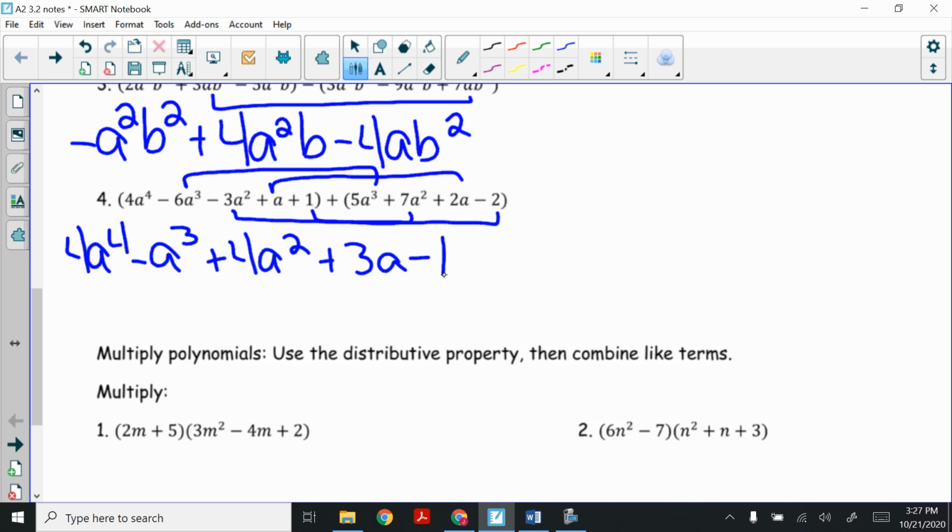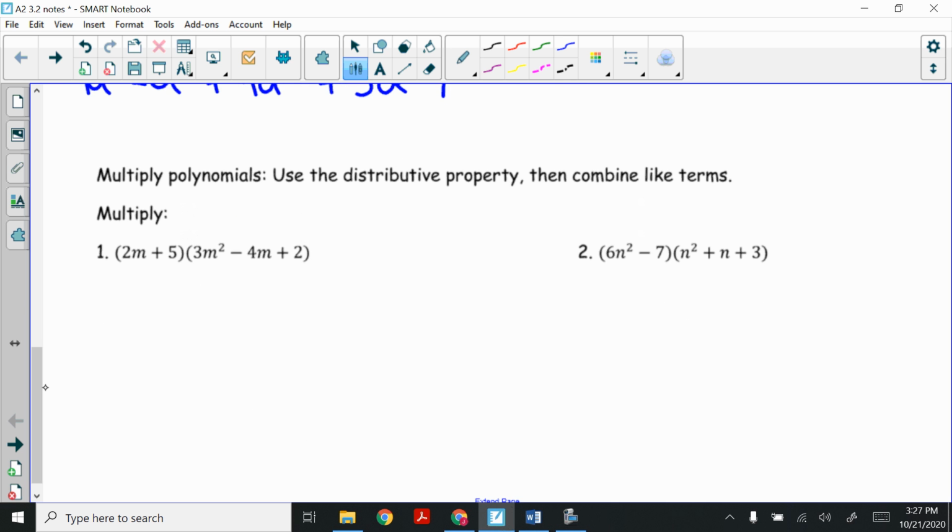Next, we're going to look at multiplying polynomials. To multiply polynomials, we use the distributive property. Then we combine like terms. Okay? So number 1, 2m plus 5 times 3m squared minus 4m plus 2. So distribute. I distribute the 2m with all three terms over here.